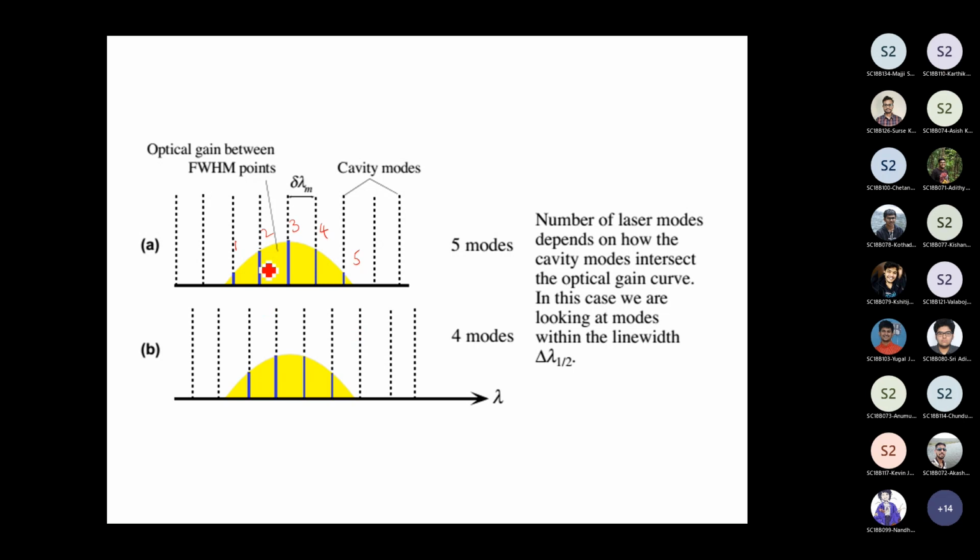So what I can do is I can actually select. In this case, let's say there's an overlap between the gain medium and the individual cavity modes. So in this case, I'm going to get 5 discrete outputs from the laser.